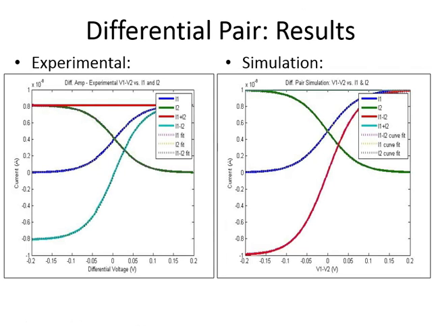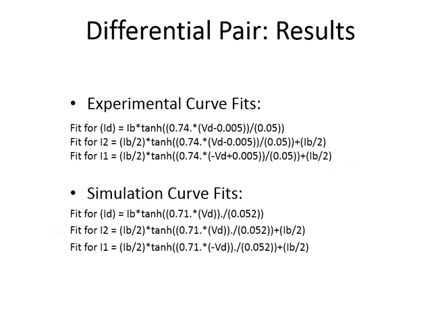Here are the experimental and simulation results. We can see that the bias current was slightly greater in the simulation at 10 nanoamps and was around 8 nanoamps in the experiment. Here are the curve fits. You can see that they're pretty much the same. There's an offset added to the experimental data.